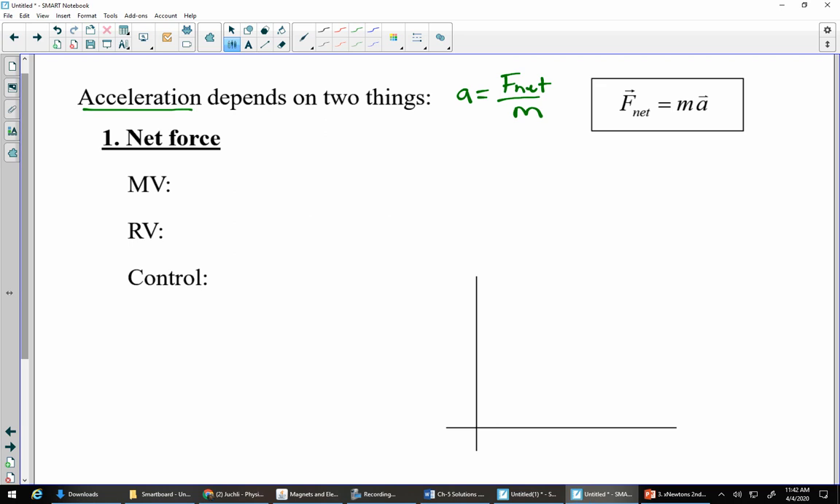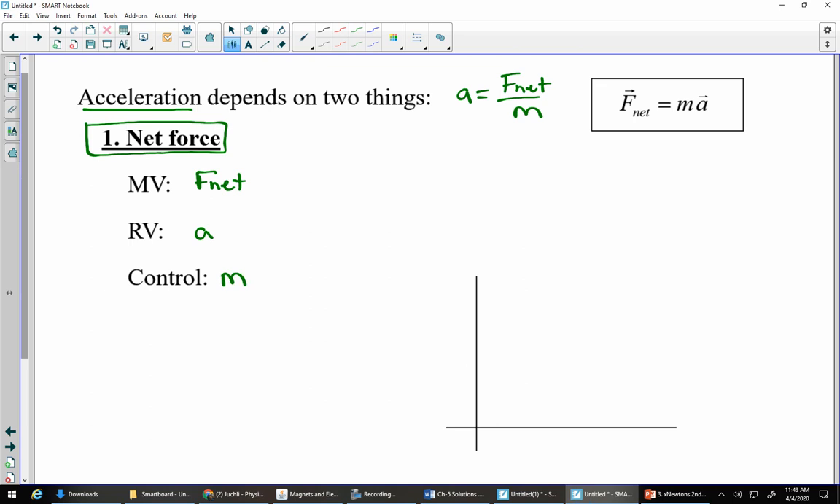So if I wanted to do a little experiment here, with manipulated, responding, and controlled variables, I might explore what happens to the acceleration when I change the net force. So we're changing the net force. Net force is going to be our manipulated variable. And then what happens to the acceleration? The acceleration would be my responding variable. And a very, very important controlled variable would be the mass.